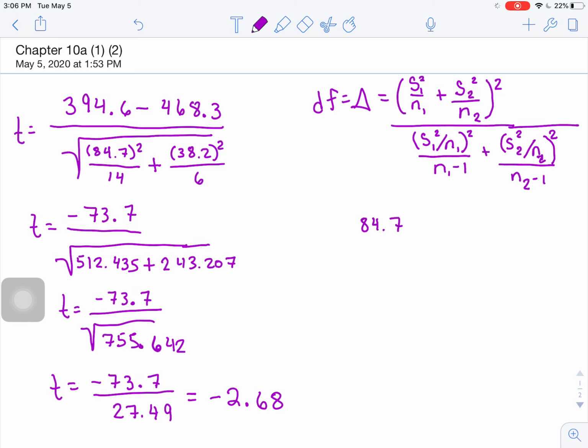So it's a lot. How does that look for us? So substituting all those values in, you get 84.7 squared divided by 14. You're adding that to 38.2 squared, all divided by 6. That whole thing is squared.